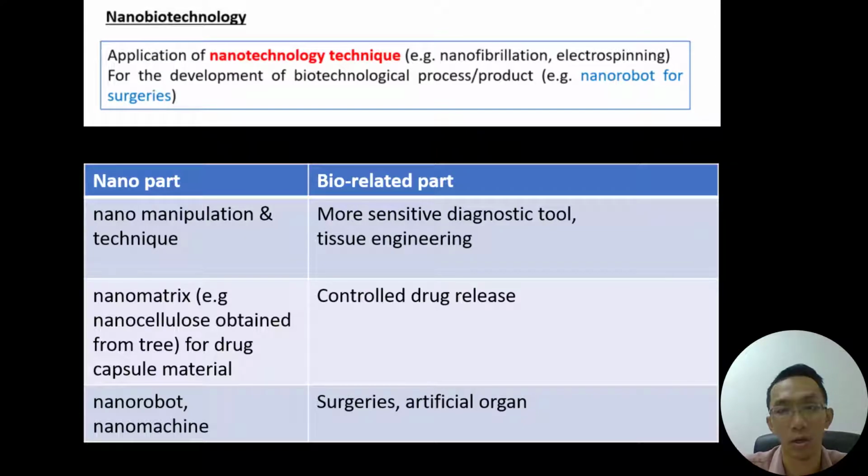You can also create a nanorobot for surgeries. You can also create a nanomachine as an alternative for a functional organ in your body. So in all these, you use nano stuff in order to help the bio stuff.